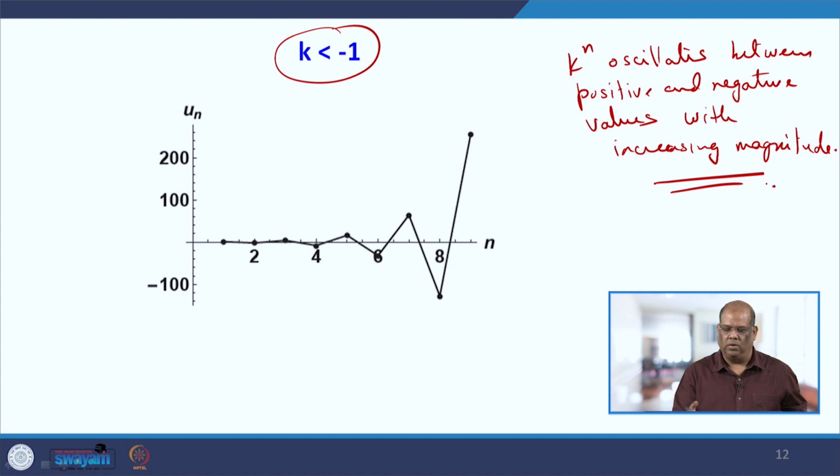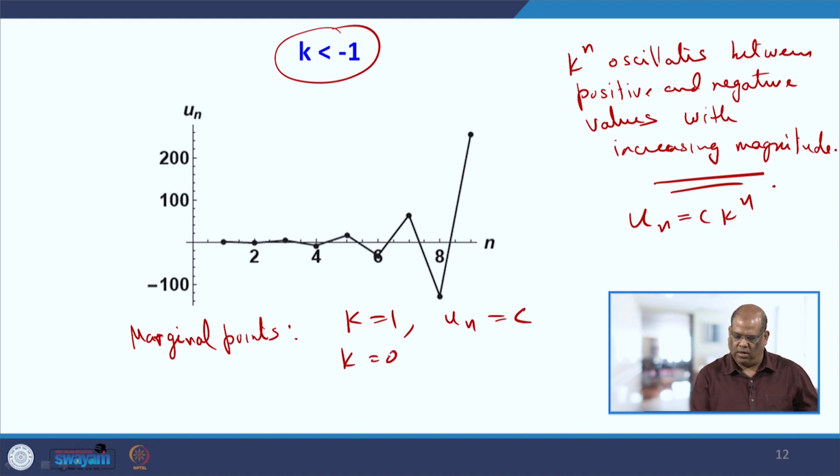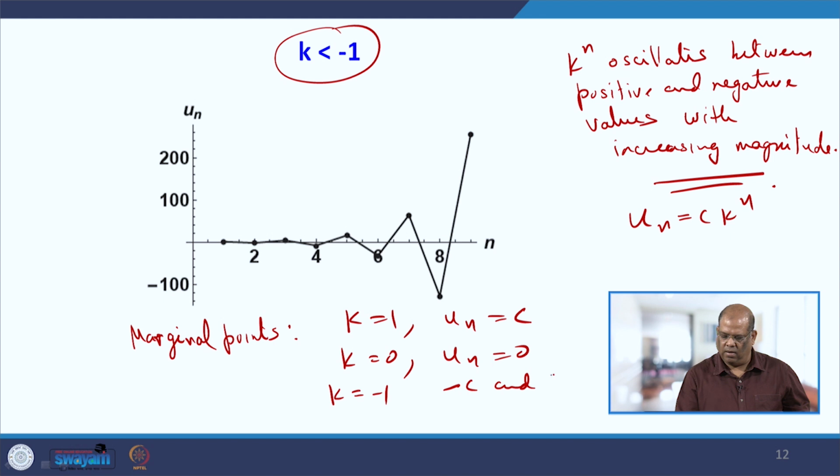Otherwise, you have to plot them using Microsoft Excel and get the same kind of curve. Now, some marginal points. What happens if your k is 1? Because your solution was un equal to c times k to the power n, you will get un equal to some constant. If your k is equal to 0, you will get un equal to 0. And if your k is -1, then it is an oscillatory solution. It will oscillate between -c and +c.